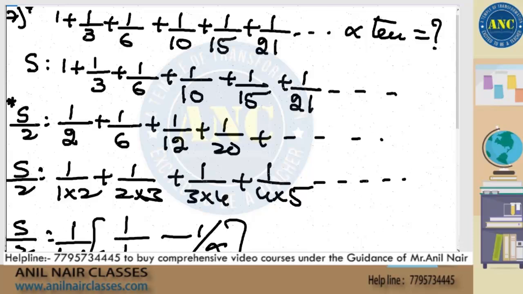Divided by 2. If you divide it by 2, the series will become 1 by 2, 1 by 6, 1 by 12 and so on. 1 into 2, 2 into 3, 3 into 4. Anil sir, how you got the idea of dividing by 2? That also I will discuss. I hope it is clear, right, sir? I will discuss it after a question, beta.